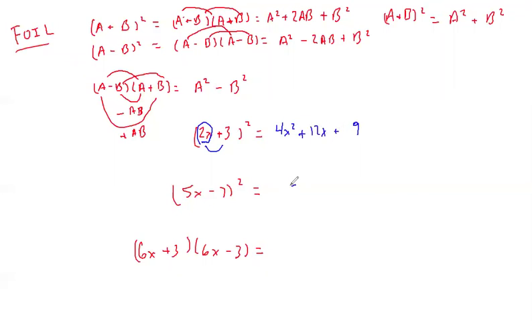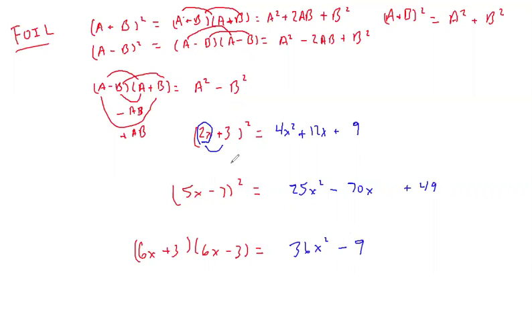Same way here, I'm going to have 25x squared, and I'll have a positive 49 on the end, and then 5 times 7 is 35, double 35, and I get 70. 5x times negative 7 is negative 35x, and then I'll have negative 70x. On this one, the two middle terms are going to cancel each other out, so I end up with 36x squared minus 9.